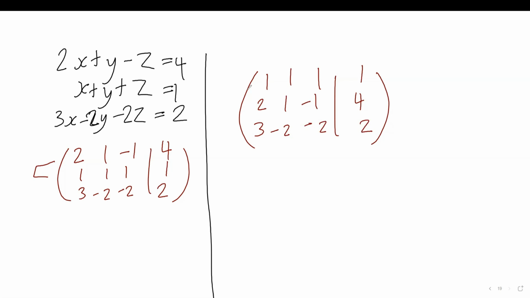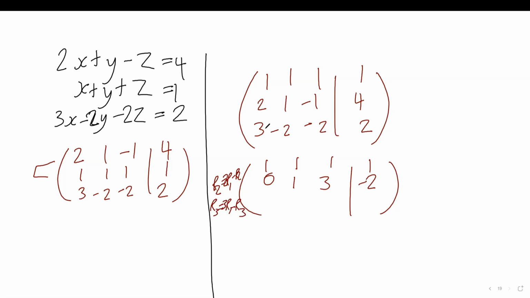Why did I do that? So I can apply changes now to row 2. Row 2 is going to become 2 row 1 minus row 2. So 2 minus 2 gives me 0. 2 minus 1 is 1. 2 minus minus 1 is 3. 2 minus 4 is minus 2. Now row 3 is going to become 3 row 1 minus row 3. Now 3 minus 3 is 0. 3 minus minus 2 is 5.